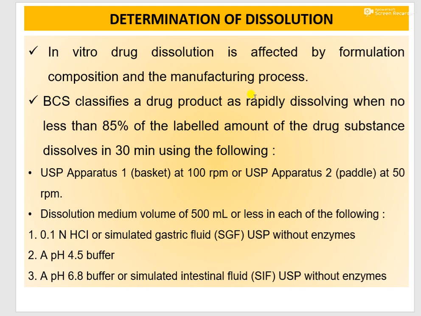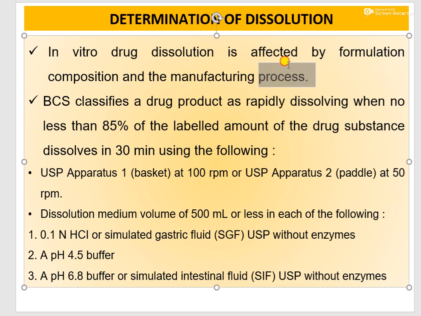Now next is determination of dissolution. In vitro drug dissolution is affected by formulation, composition and the manufacturing process. We know that dissolution can be altered by formulation, composition and the type of manufacturing process which we are using. BCS classifies a drug product as rapidly dissolving when no less than 85% of the labeled amount of the drug substance dissolves in 30 minutes using the following criteria.